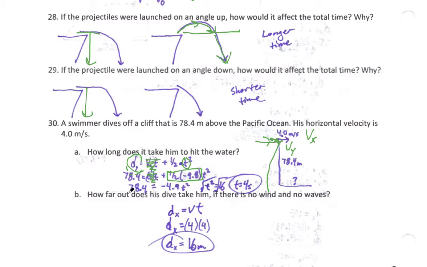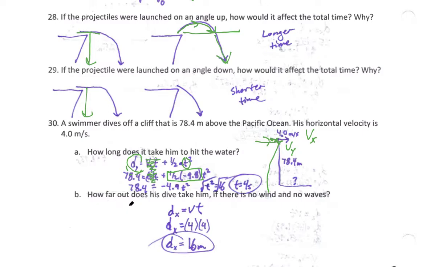And then from there, I would divide 78.4 by negative 4.9 to get t squared by itself, which would be 16. Take the square root of both t squared and 16 because I don't care about t squared, I care about t, so get rid of the squared by square rooting. And then I come out with the square root of 16 is 4. This one we should hopefully be able to do in your head.